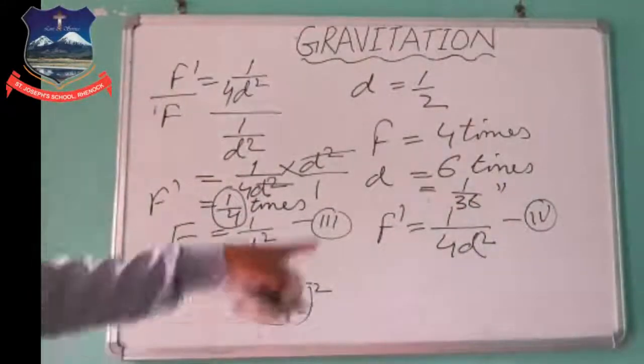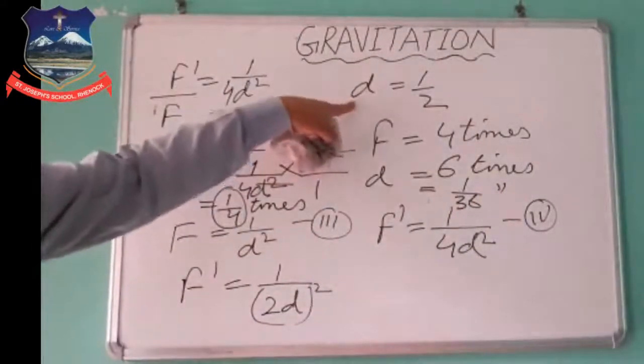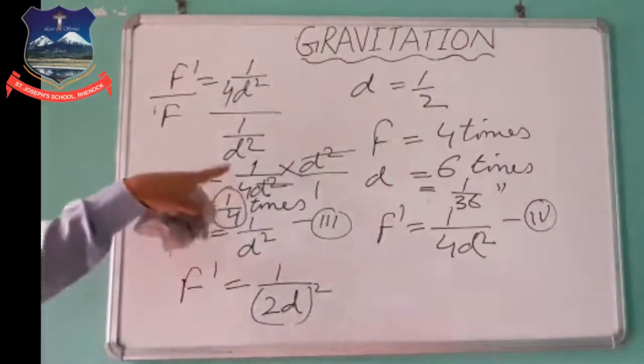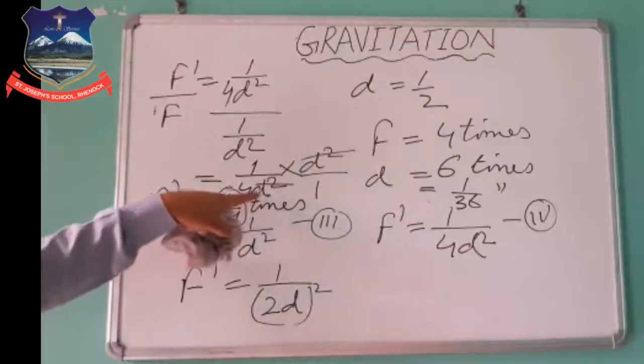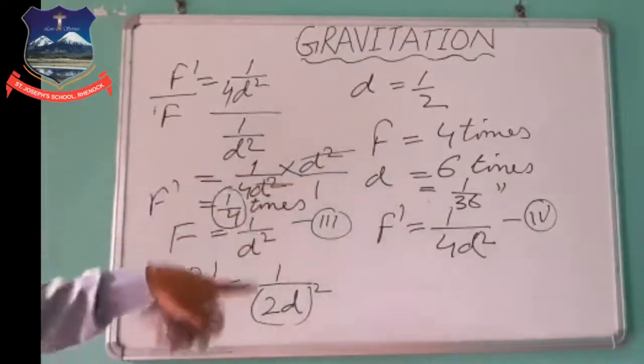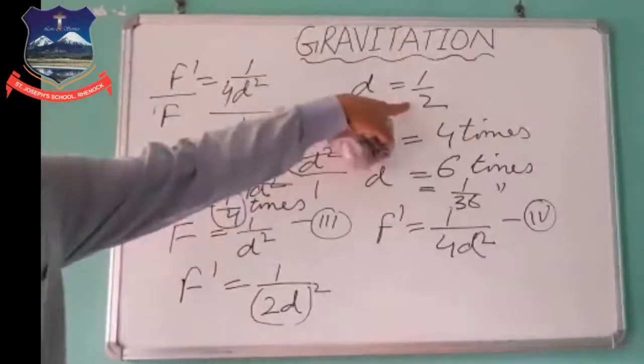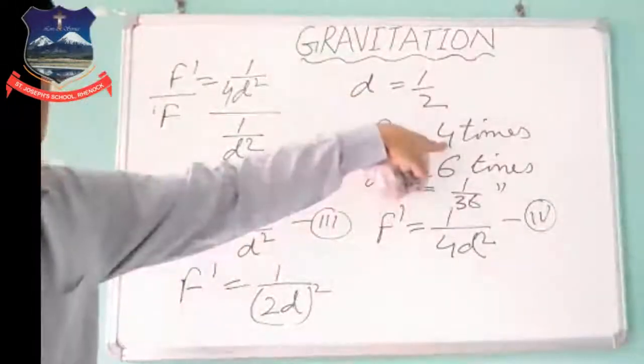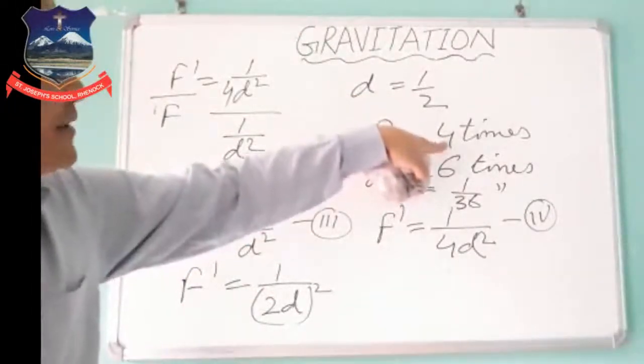Similarly, look at it. If I take the distance D and double it, the force becomes proportional to 1 by (2D) whole square, that is 4D square. Now I am making the distance half. If I make the distance half, then the force of attraction will become 4 times.